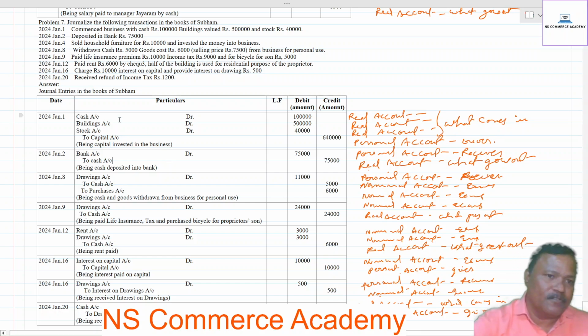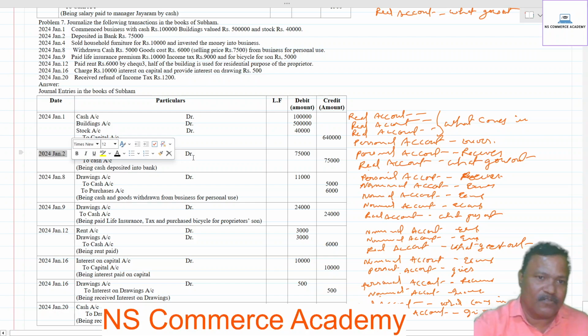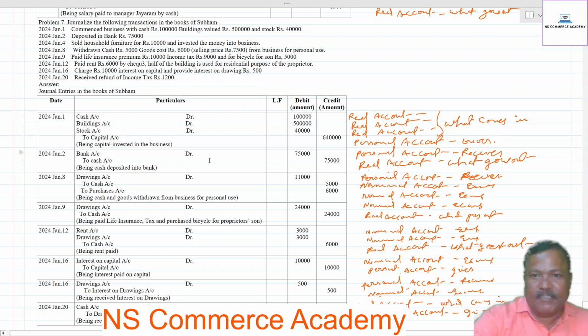So first write date 2024 January 2nd, bank account. Bank account is the personal account. That's why we have to debit it. Cash account is the real account. We have to credit it. So write the entry: bank account debit 75,000 to cash account 75,000, being cash deposited to bank.